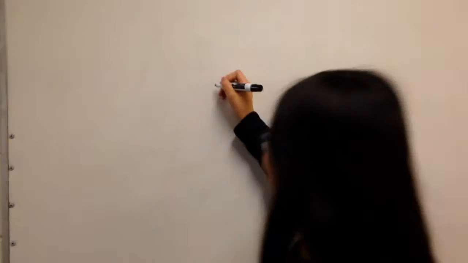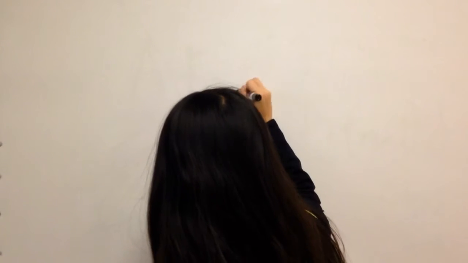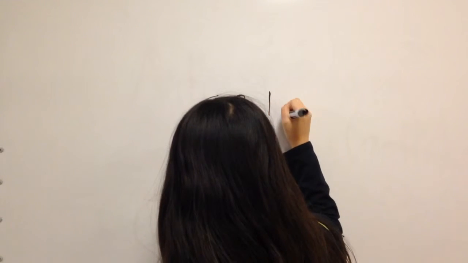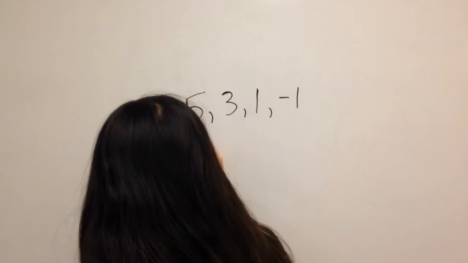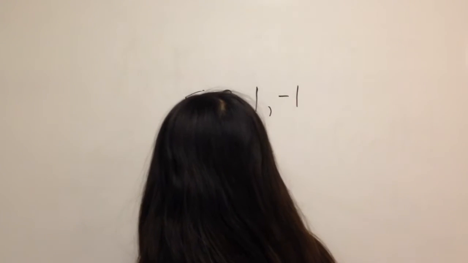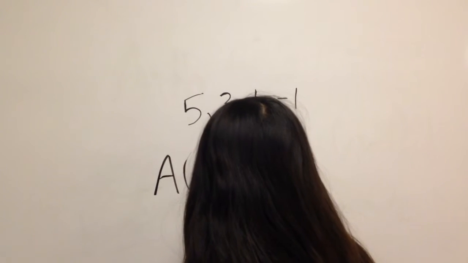For example, say you have the sequence 5, 3, 1, negative 1. If you want to find the 36th term, write the equation down like this: a sub n equals f plus the quantity of n minus 1 times d.